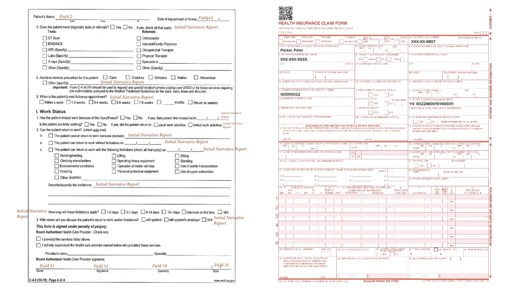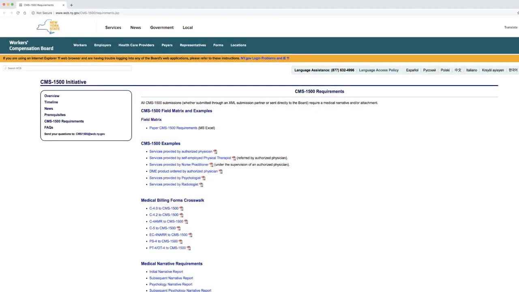Page 4 of the form also includes several fields to place in the medical narrative. It is important to know that work status and temporary impairment and causation need to be placed at the top of the initial narrative report. Once you have finished with page 4, all of your data has been entered on the CMS 1500 and the narrative report. On the CMS 1500 page on the board's website, you will find other form details. If you select the CMS 1500 Requirements link, you will find a list of other C4 forms and their corresponding CMS 1500 fields.